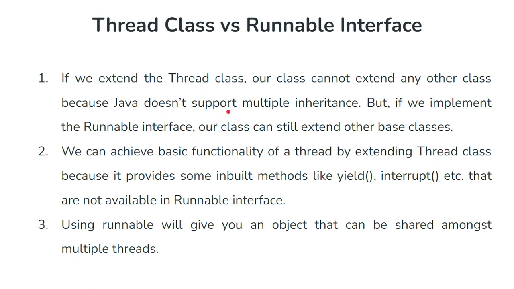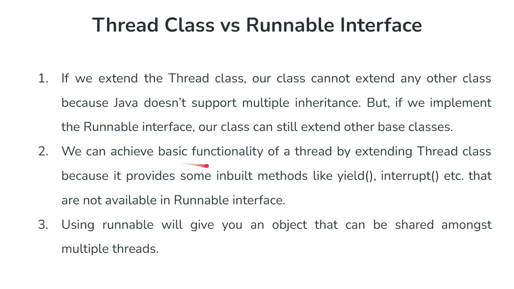So just tell them: if you go with Thread, we don't have the option to extend other classes, but if you go with the Runnable interface, we have the option in the future to extend some other classes. Okay, so that is one very important reason you can give for the differences between them.